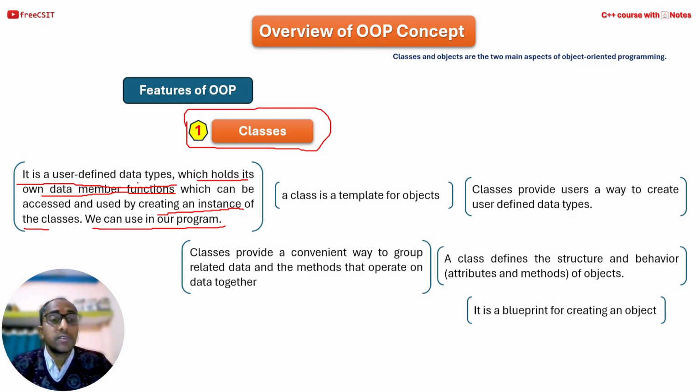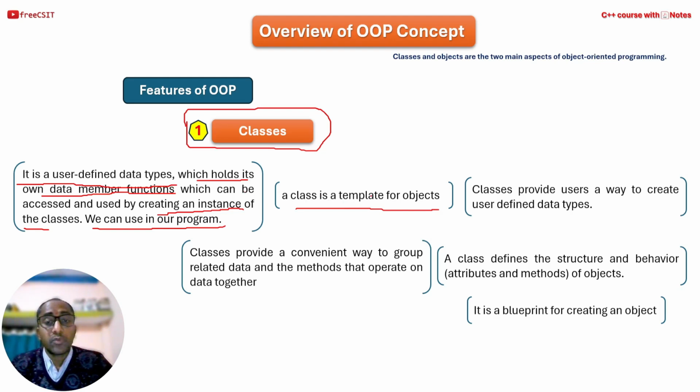So it is the object, user-defined data types, and each holds data members that may be functions and data members having some attributes. A class is the template for objects, and with classes we can create an object also. I will show you how to create a class and how to create objects in this video.